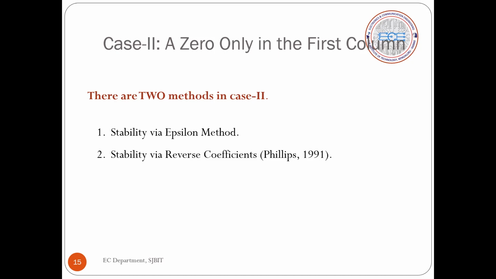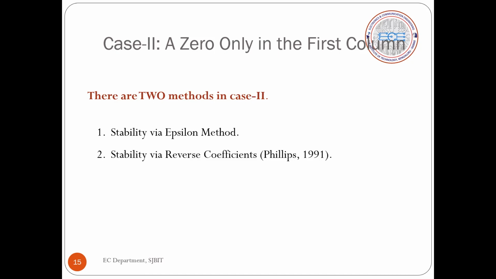For the first solution, instead of having 0 in the first column first element, we take a very small positive value, epsilon, and continue constructing the table. That is one method. The other method is to construct the characteristic equation by reversing the coefficients. That is how we construct the inverse of that system.